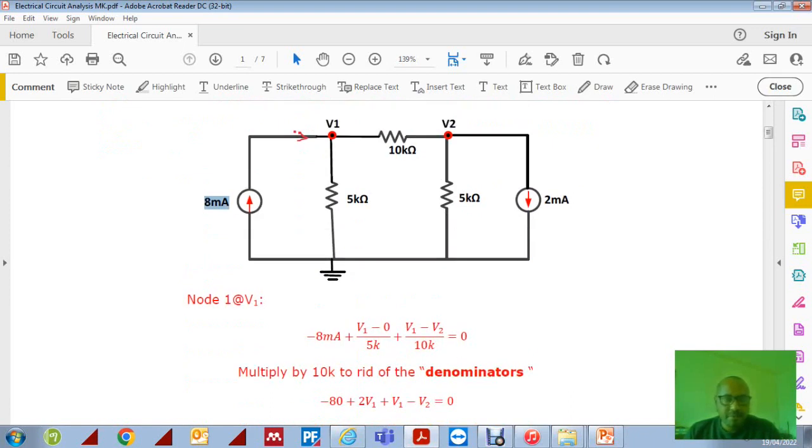And then on V1, to find the current, if we look at this one, we can do V1 minus 0, which is 0 because this is grounded, over 5 kilo ohm, 5k. So voltage divided by resistance is of course current. And then again plus V1 minus V2 divided by 10k is equal to 0.